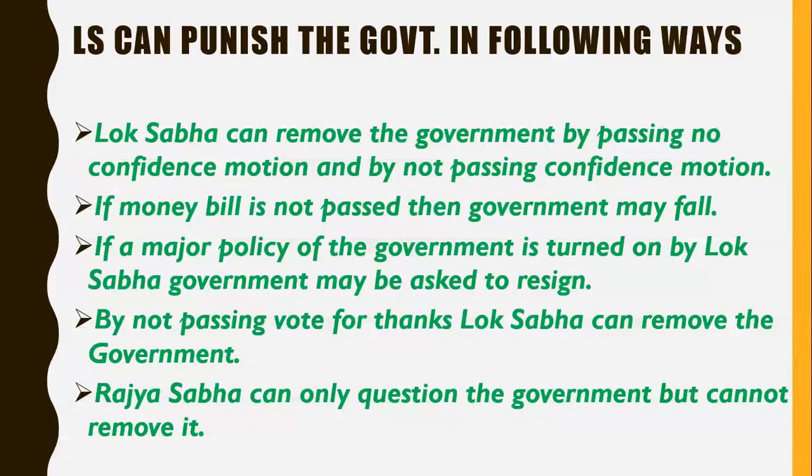The President also tells what the government will do in the upcoming year. So the President tells two things. First, what my government has done in the last year, and then what my government will do in the upcoming years. The President tells what were the major policies of the government in the last year and what will be the major policies of the government in the upcoming year.